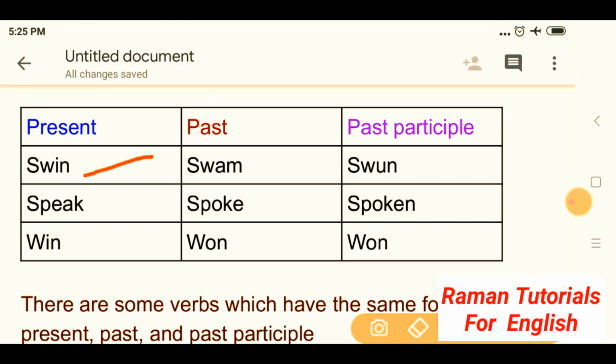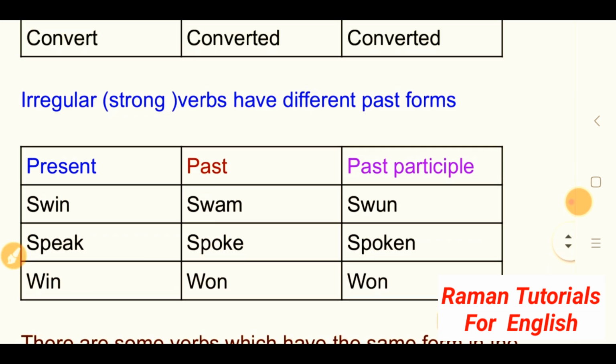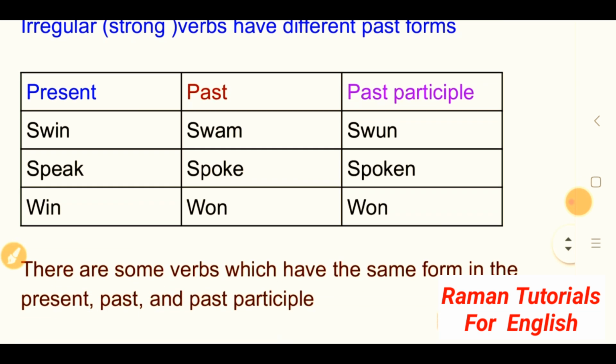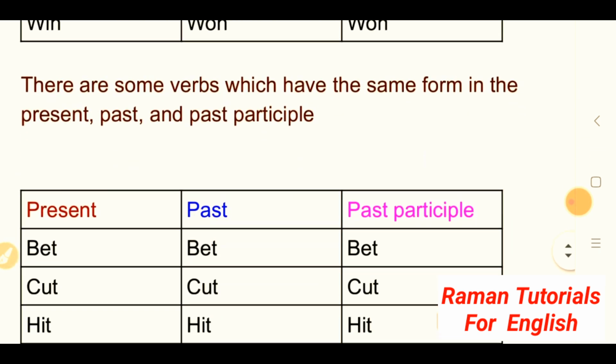You cannot say swimmed. You cannot add D or ED here. It is swam and swum. Speak, spoke, spoken. Win, won, won. They have different past forms. Okay. And there are some verbs which have the same form in the present, past and past participle.